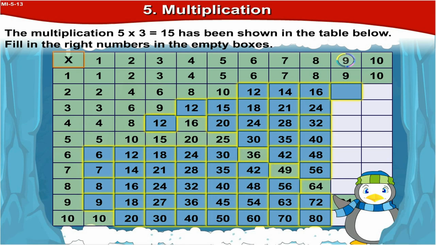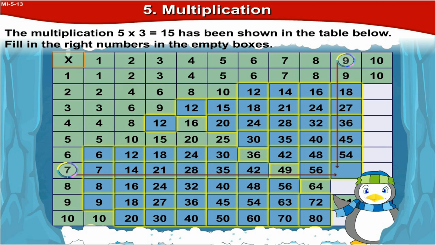Now the column has number 9. 9 multiplied by 2 is 18. 9 multiplied by 3 is 27. 9 multiplied by 4 is 36. 9 multiplied by 5 is 45. 9 multiplied by 6 is 54.